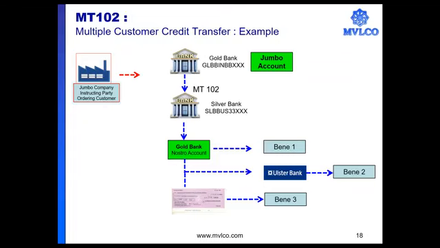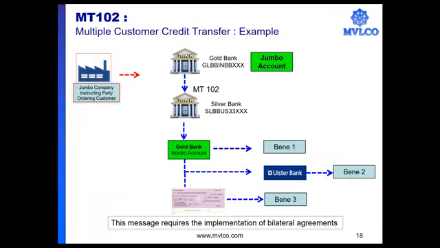The account which is getting debited now at Silver Bank is not belonging to Jumbo. The account which is getting debited at Silver Bank is the account of Gold Bank. It is the Gold Bank Nostro account. Now this MT102 could be used for a domestic payment within a country. It could also be used for cross-border payments. Same is the case with your MT101.